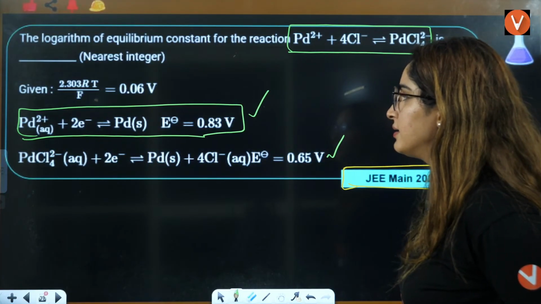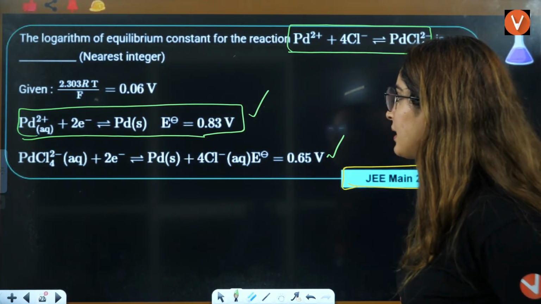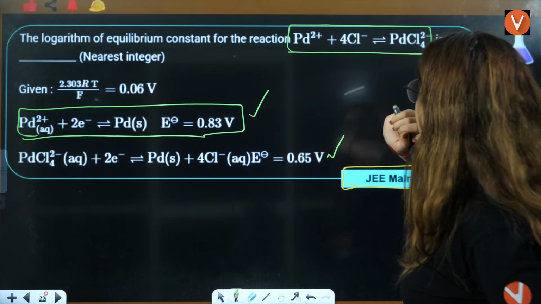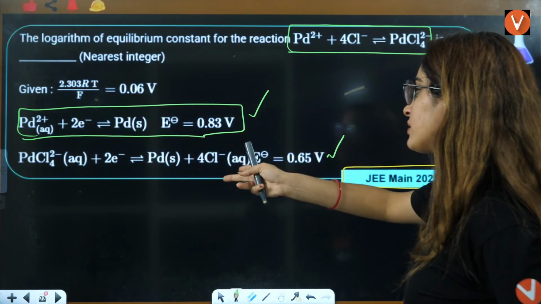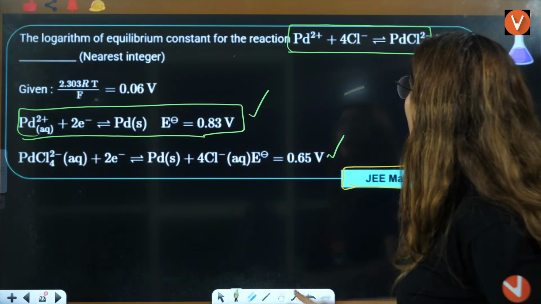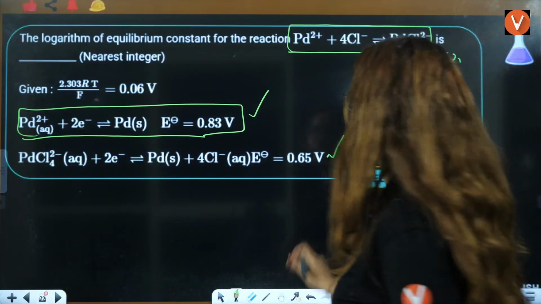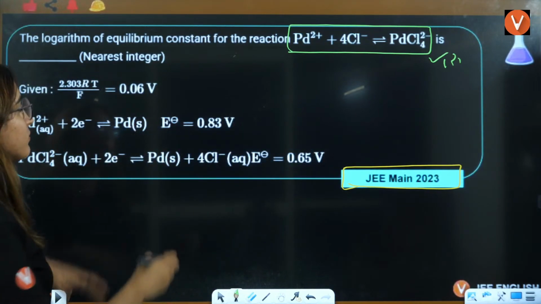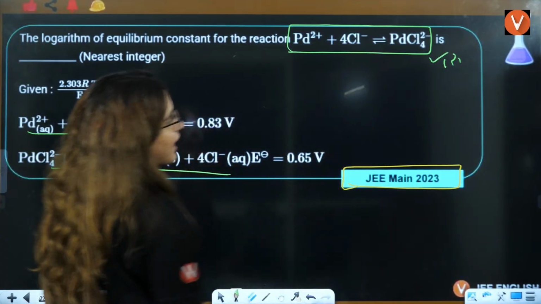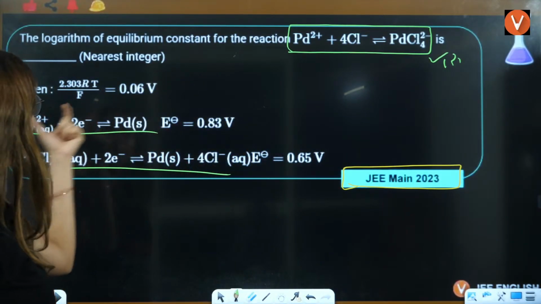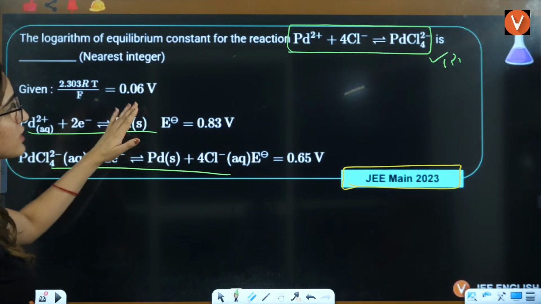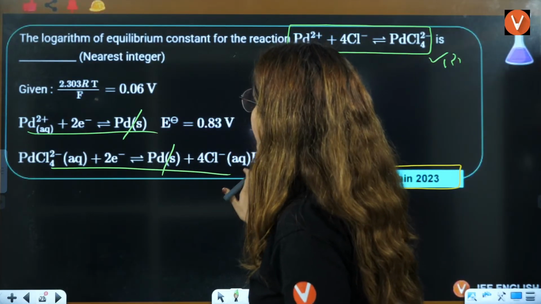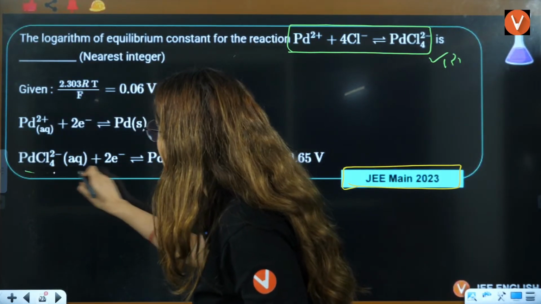If you see this here, in both the reactions, what is happening? Pd2+ is getting converted to Pd, right? Then here PdCl4 2- is getting converted to this thing. You have to make this reaction out of it. It's a thing of combination and reverse. From these two reactions, you have to make this reaction. Simple thing is, Pd should be on the reactant side and this Pd solid should not be there. That means this and this should cancel each other. So I'll reverse this equation here.